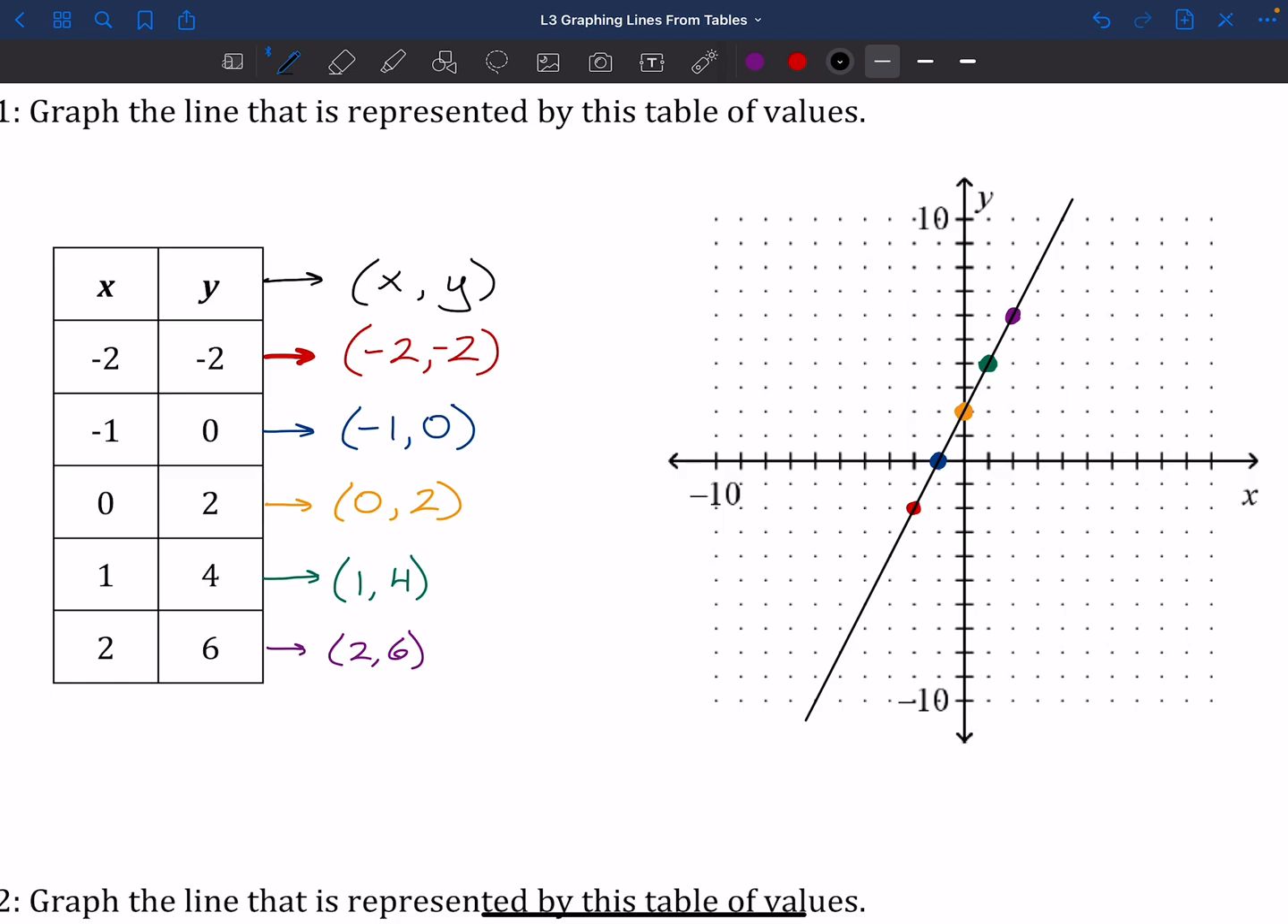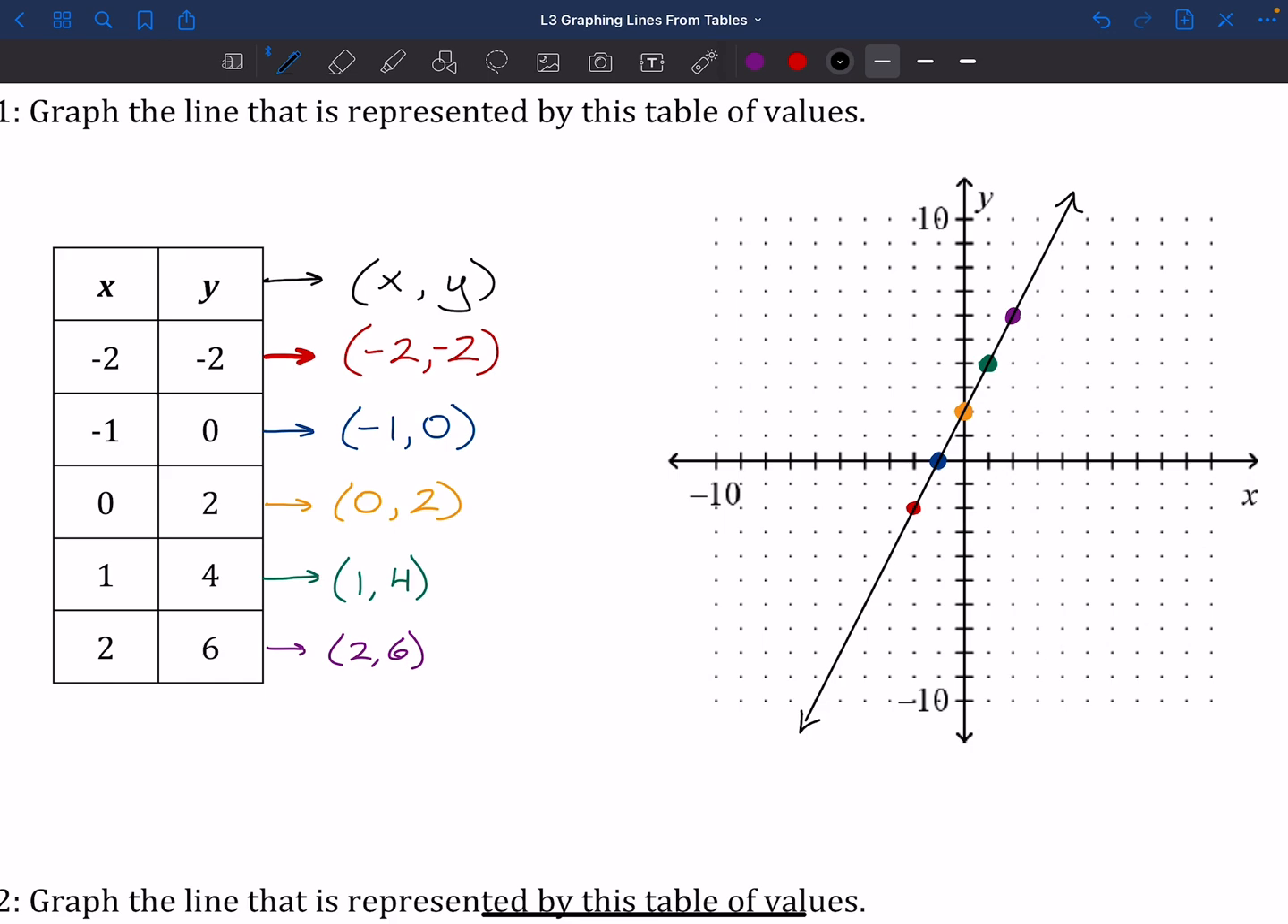The only last thing that we need to do is put little arrows on the ends of our line to show that it goes on forever and ever and ever. So that's all we're doing. Take this information, turn it into points, plot them, and connect them.